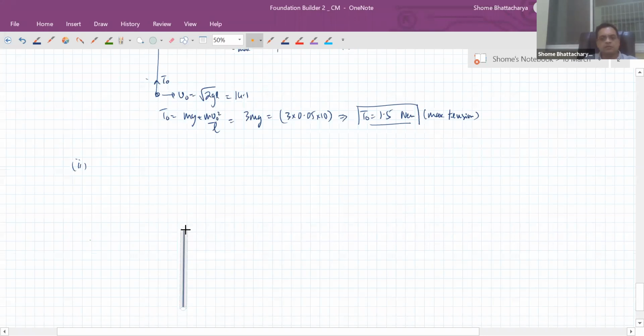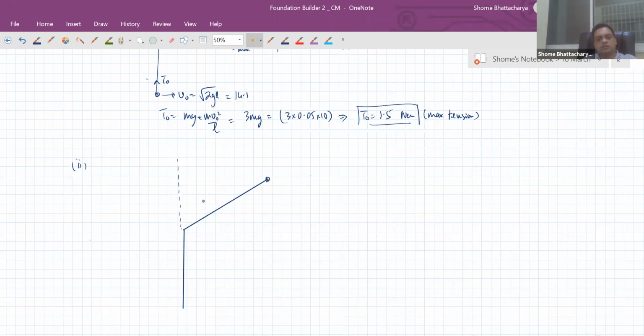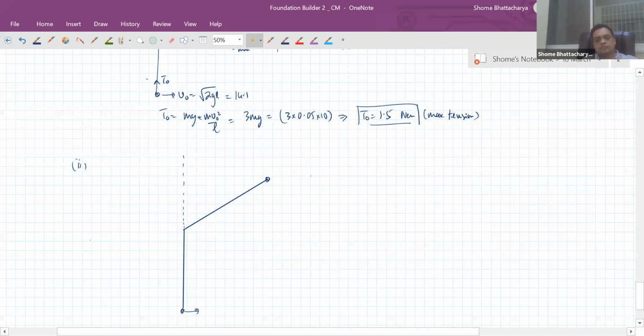So this is a slightly tricky one because the speed is greater than root 2 GL, but less than root 5 GL. So at some position over here, the string will become slack. Less than root 5, but greater than root 2, because L was 10 meters.